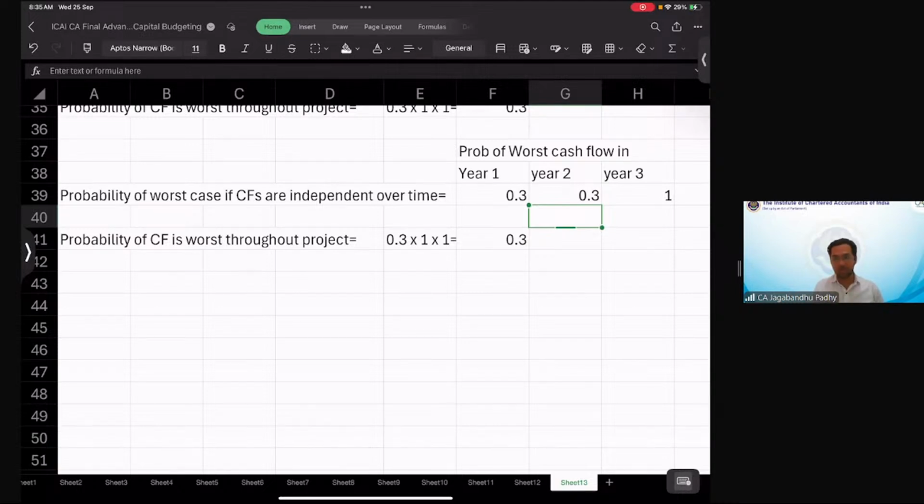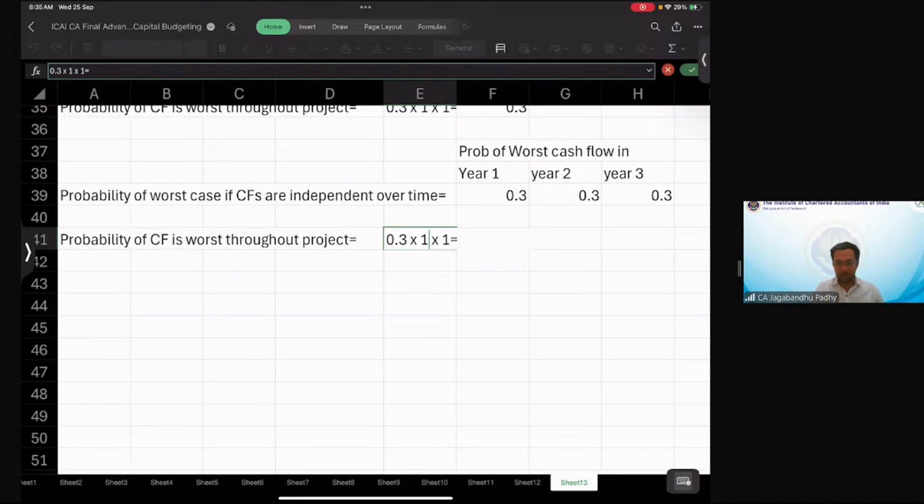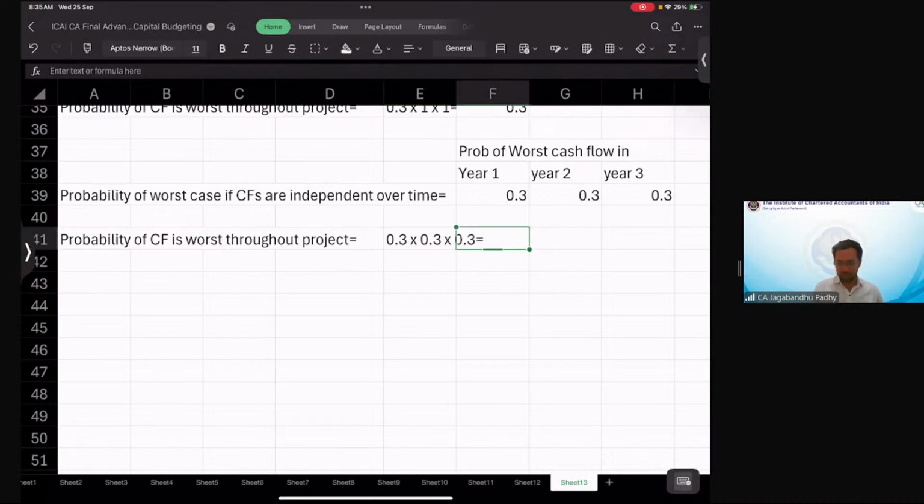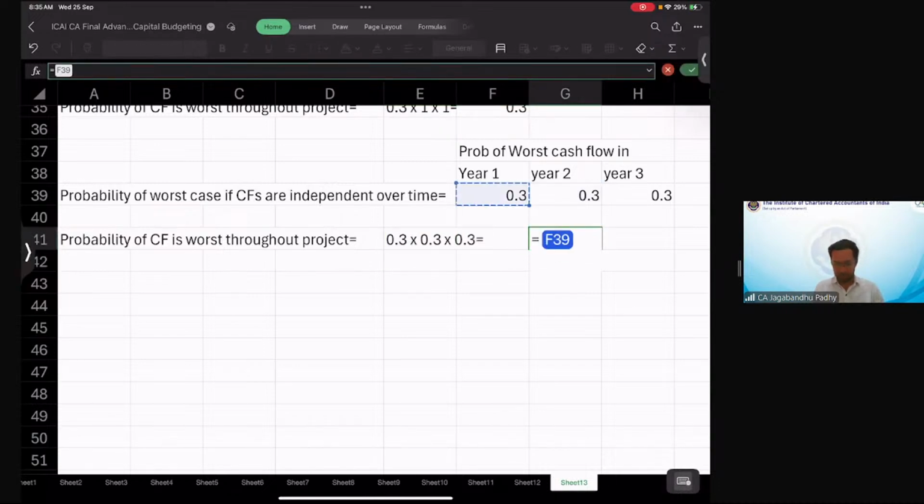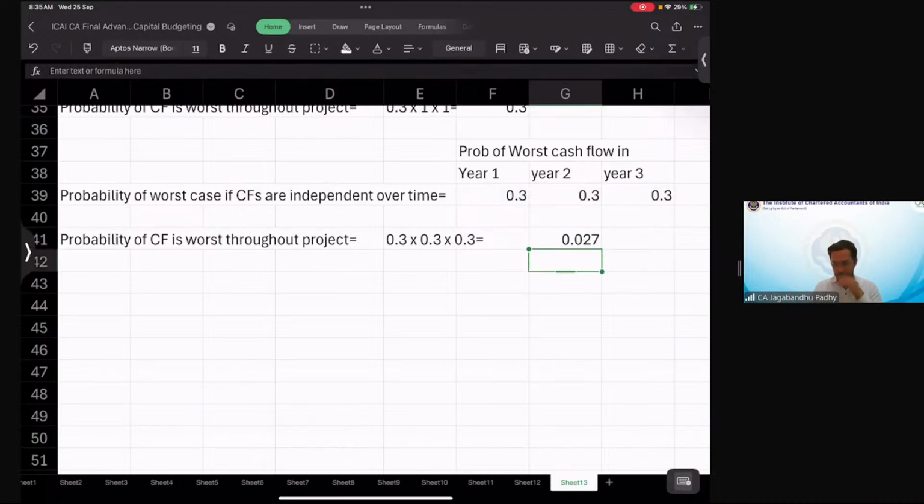So first year you face worst situation. Second year also, we face worst situation. So what is the chance? Then 0.3. What is the chance that you are going to get a worst situation in year 3? That's again 0.3. So essentially, when the probability of cash flow is worst throughout the project and the cash flows are independent, what has happened in the past is not going to determine the probability today. If they're independent, this is going to be 0.3 into 0.3 into 0.3, right? So the answer is simply going to be 0.027.